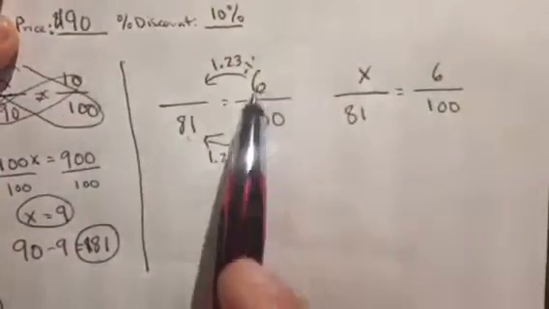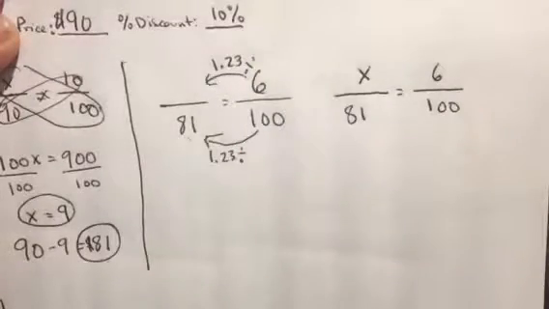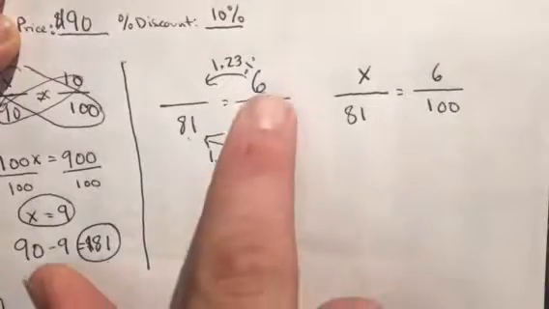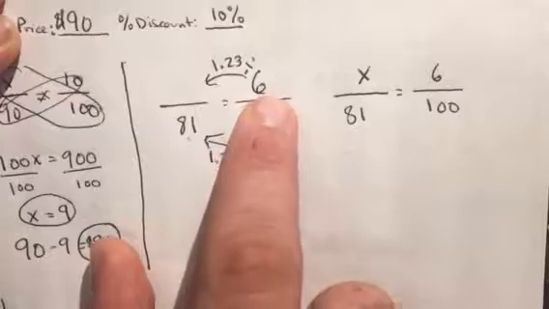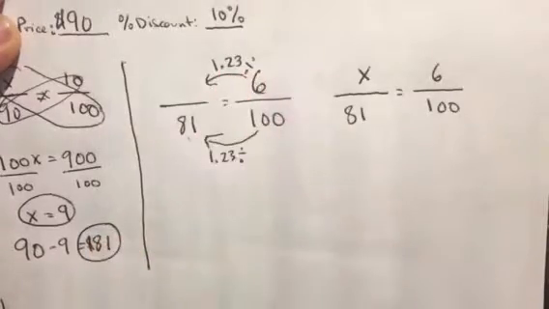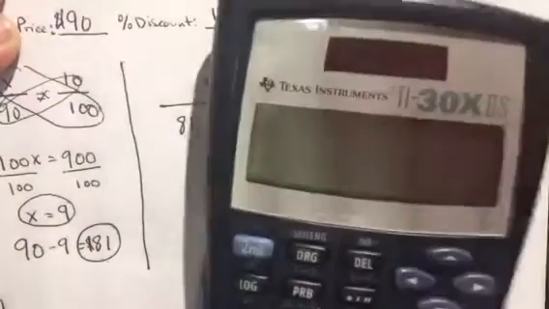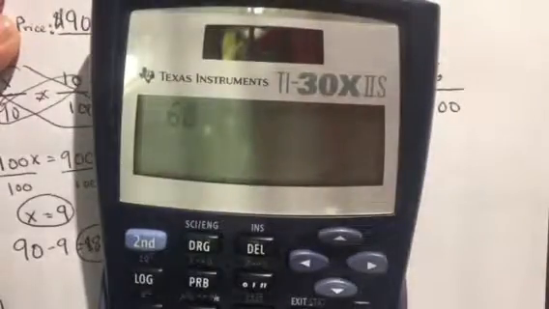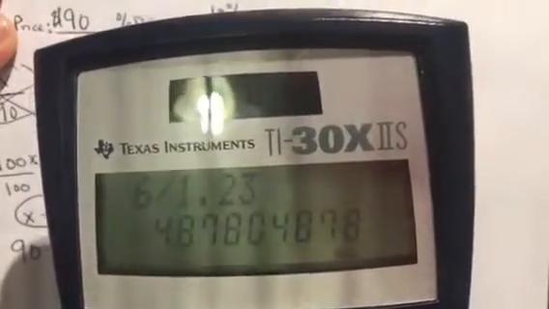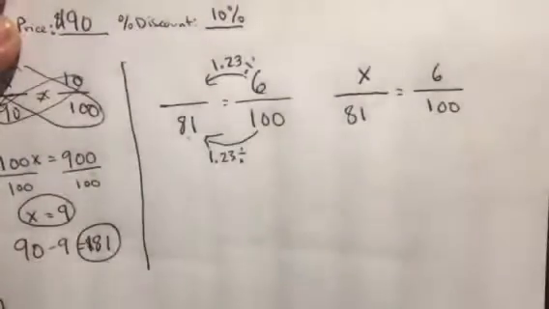So I'm going to do 6 divided by 1.23. And be careful, we have to do the bigger number first. So in this case, it's 6 divided by 1.23. So 6 divided by 1.23 gives me 4.878 and a bunch of numbers. So I'm going to round that to 4.88.